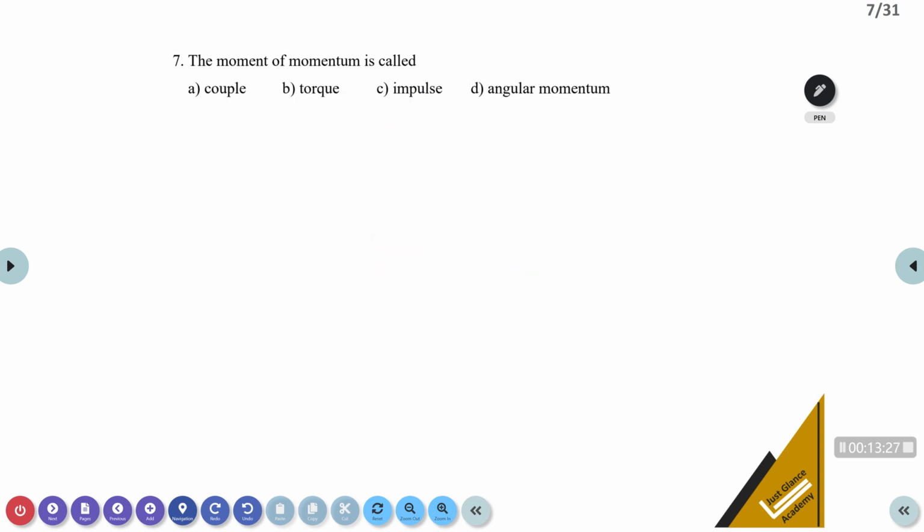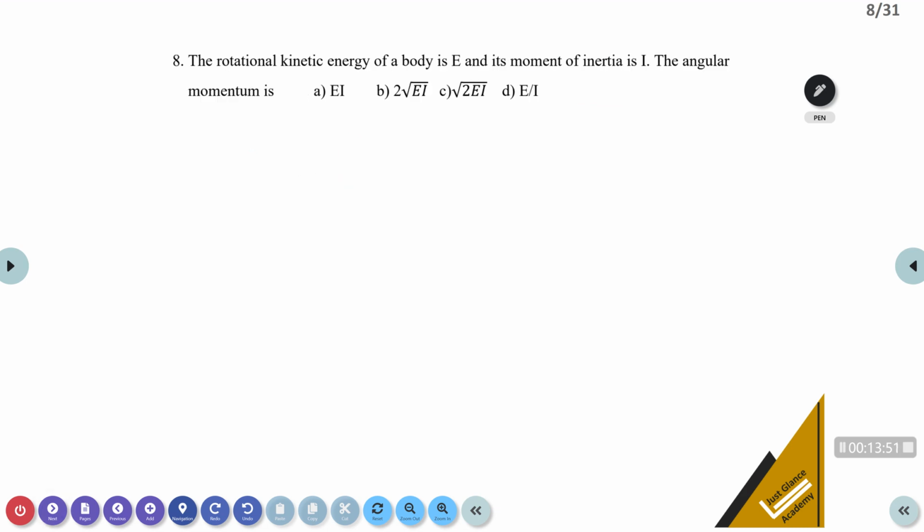Next. The moment of momentum is called angular momentum. Angular momentum we write like this: m v into r, or L equal to P into r. Sometimes it is called angular momentum, or else moment of momentum.